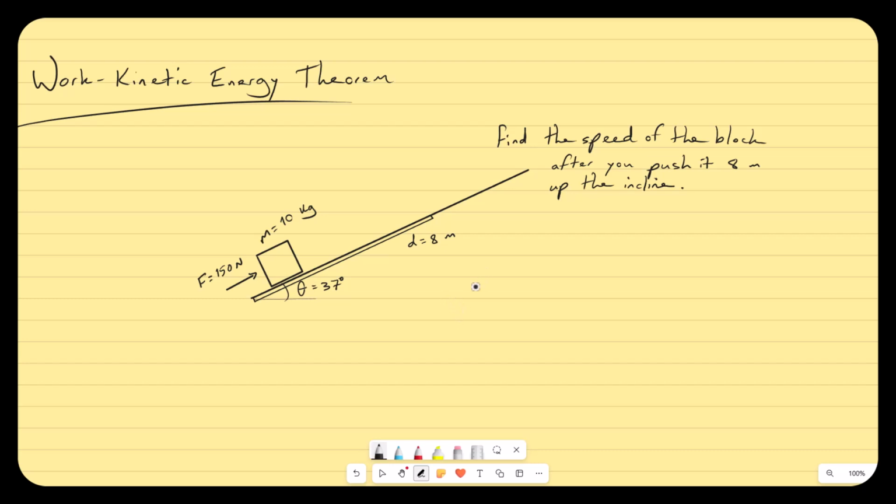So here's what we've got. First, we're going to list the forces that are acting on this thing. So forces. We have the applied force, that's an easy one. We have gravity. And we have a normal force from the ramp. So if I draw those, we've got our applied force, we've got gravity, and we've got the normal force from the ramp.